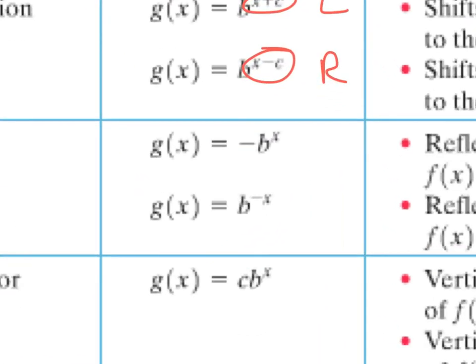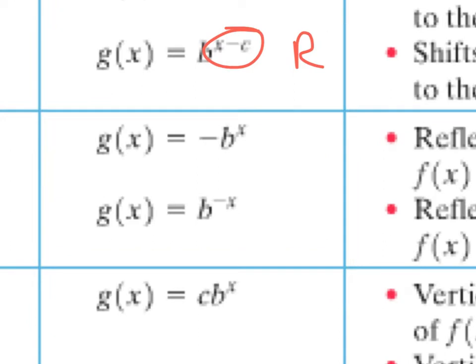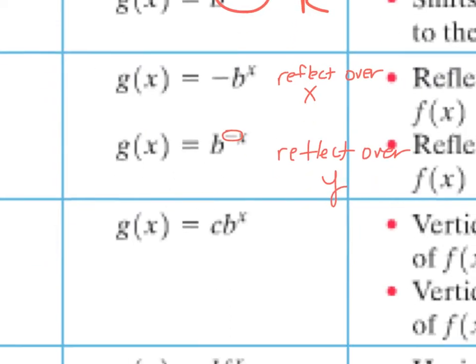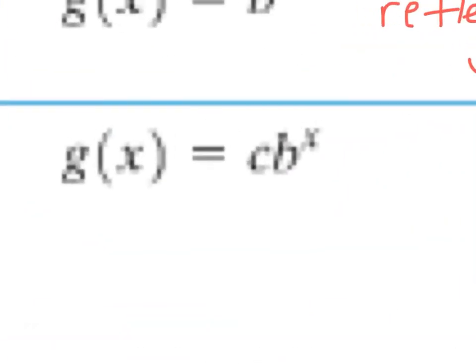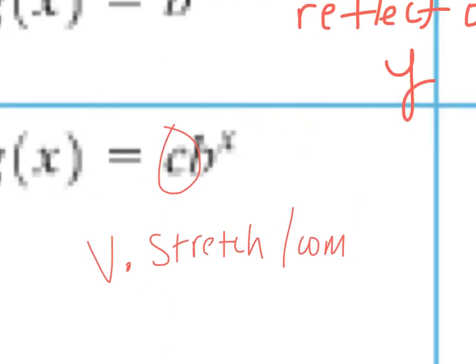What about these? If I have a negative out in front, what happens? It reflects over what? The x or y? X. Very good. If I have a negative in the exponent, it reflects over what? Good. Same stuff we've done a million times. If we vertically stretch or vertically shrink, remember the vertical stretches are out in front. That's a vertical stretch or compression. Out in front.